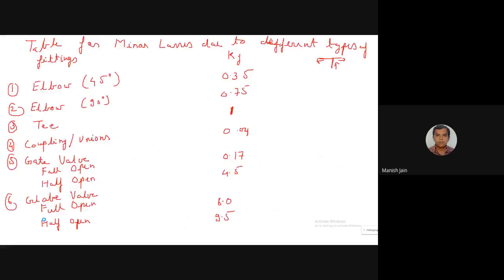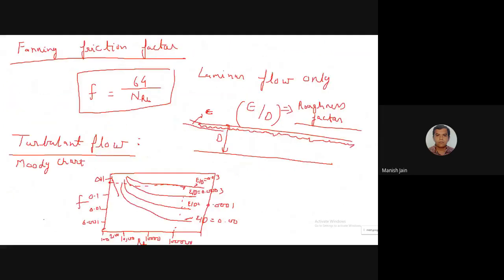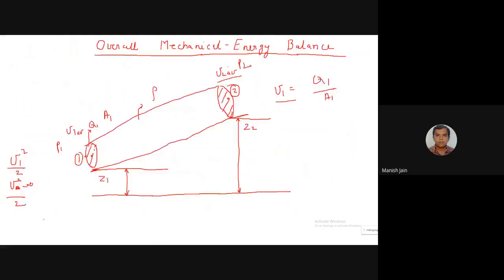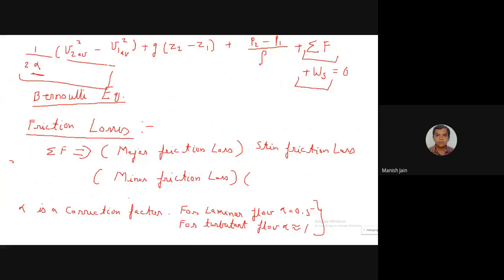W is the power requirement in the pump. Once you know all the values, you can calculate what should be the size of the pump. Is it 1 horsepower, 2 horsepower, 5 horsepower? What should be the size of the pump? This is the power requirement.